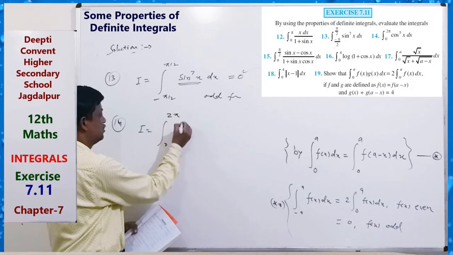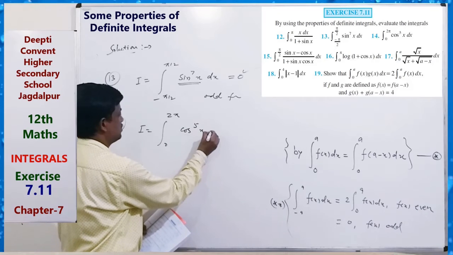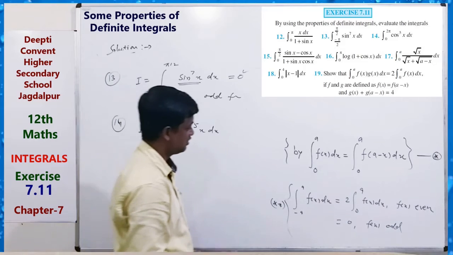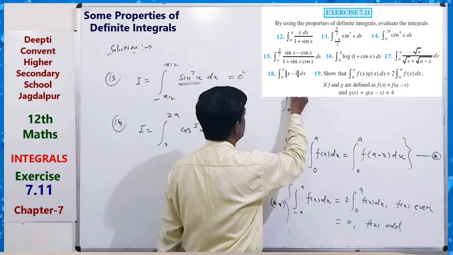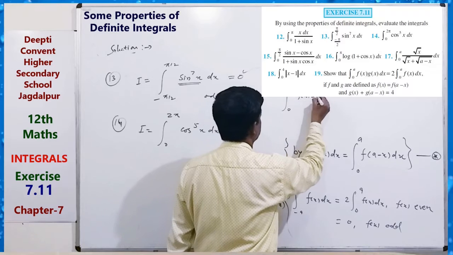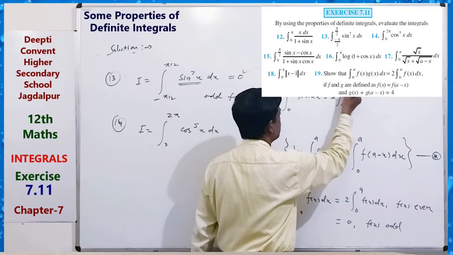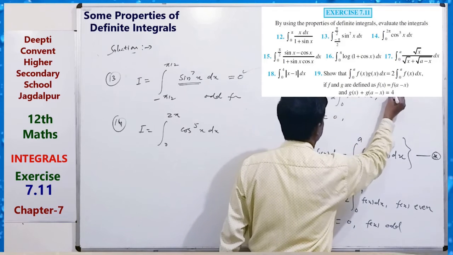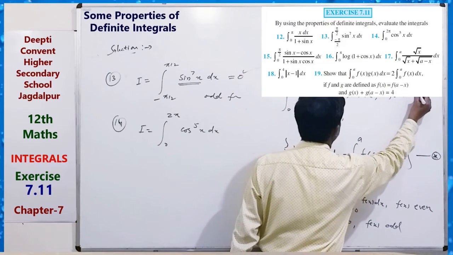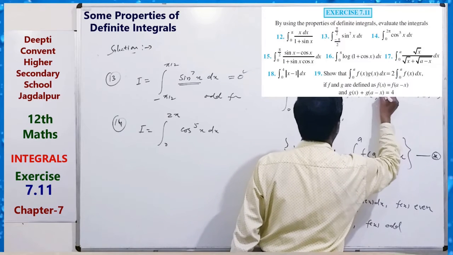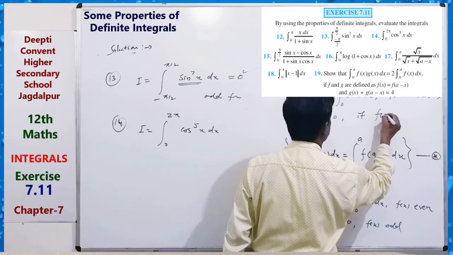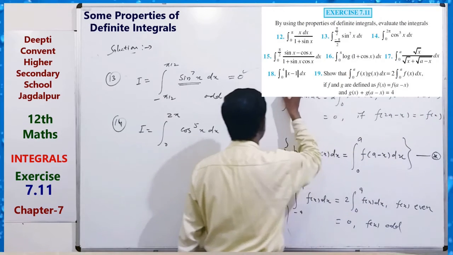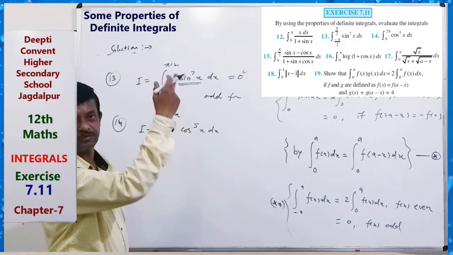The integral from 0 to 2π of cos^5 x dx. Here you apply the 0 to 2a formula. The integral of f(x) dx from 0 to 2a equals 2 times the integral from 0 to a of f(x) dx if f(2a − x) = f(x), and 0 if f(2a − x) = −f(x). This is also another formula. We can apply this formula here.